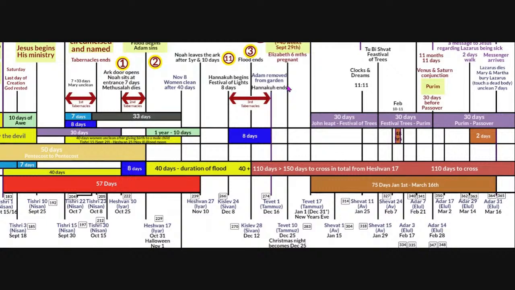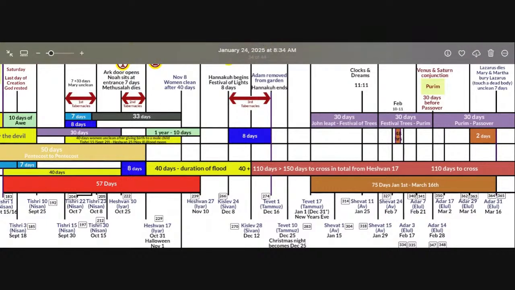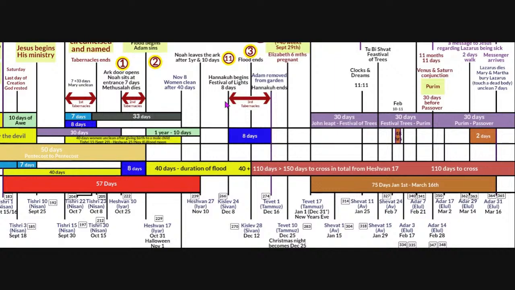So let me go here. Okay. Yeah, you're still seeing what I'm seeing. That's awesome. All right, next picture. Now, here we are right now, Shavat 24, February the 7th.